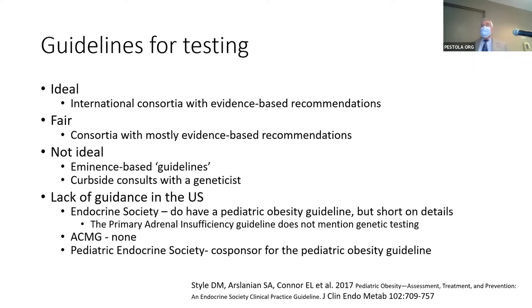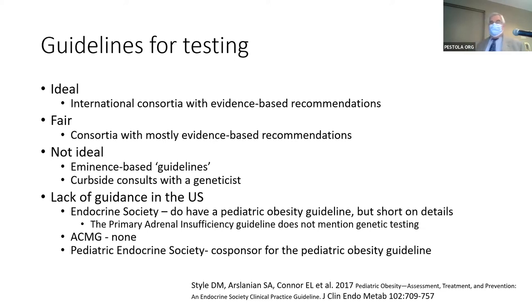Okay? There's a lack of guidance within the US. I'm going to pick on the Endocrine Society. I am a card-carrying member. I can do it. There's a pediatric obesity guideline. It is short on details for genetic evaluation. That is probably because science is going faster.